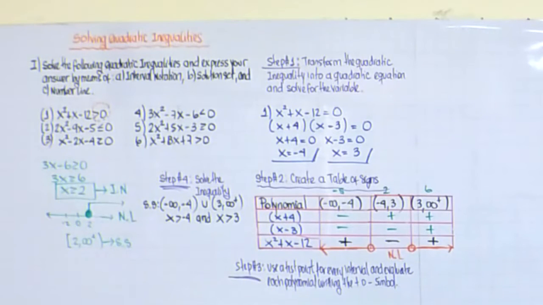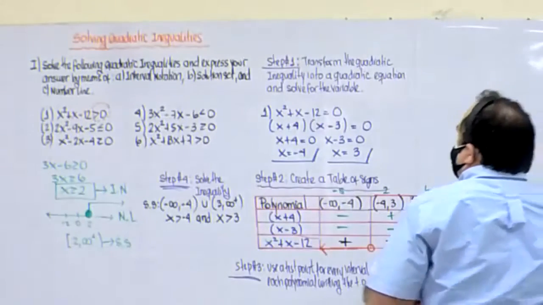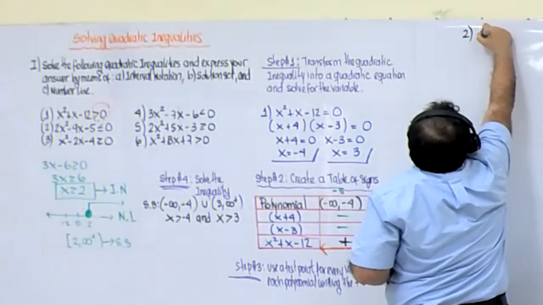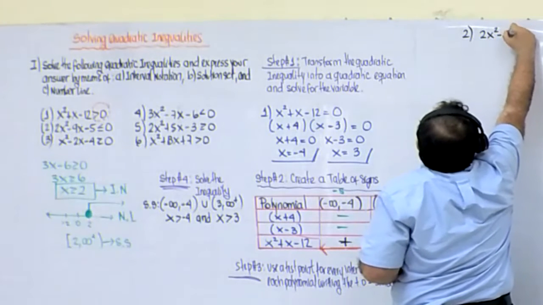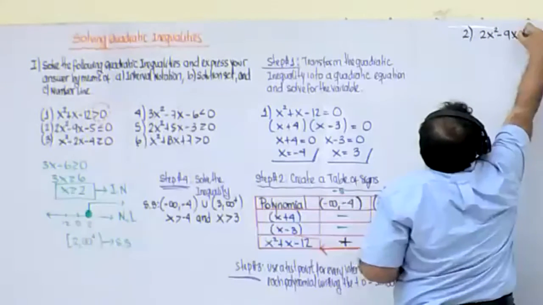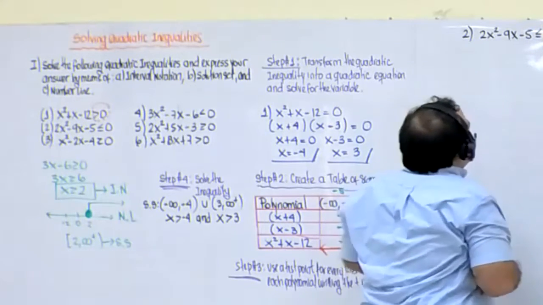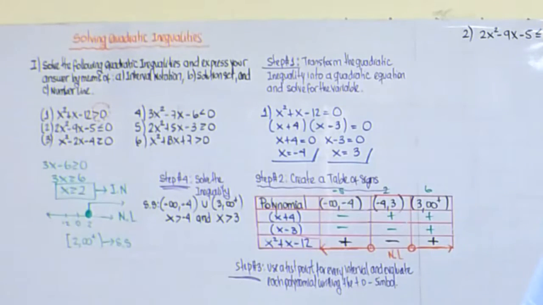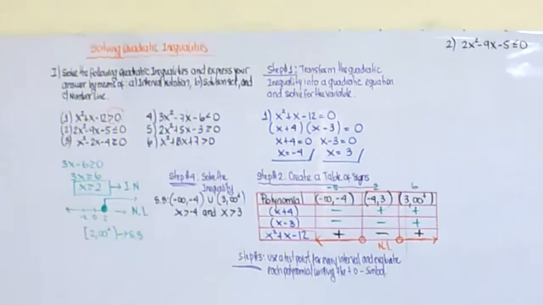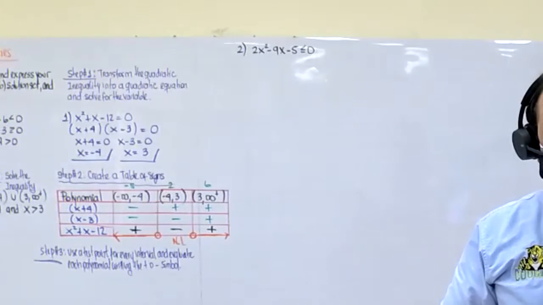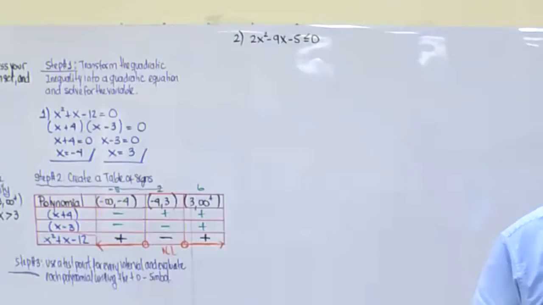Yes. All right. Let's solve the second example. Let me copy the example on the right side to the whiteboard. The second one, we have 2x squared minus 9x minus 5 less than or equal to 0. Okay, I'm going to move the camera a little bit to the right side. And let's perform the same steps.